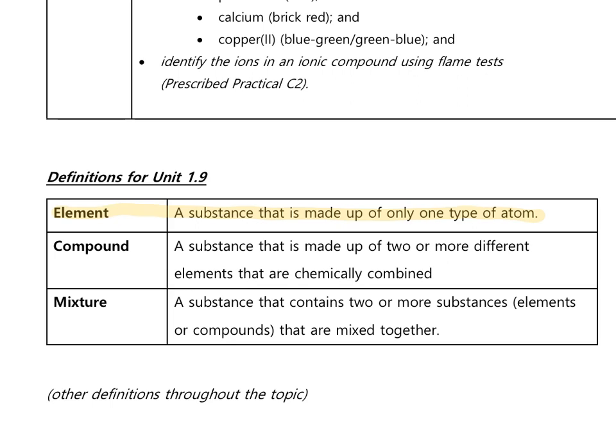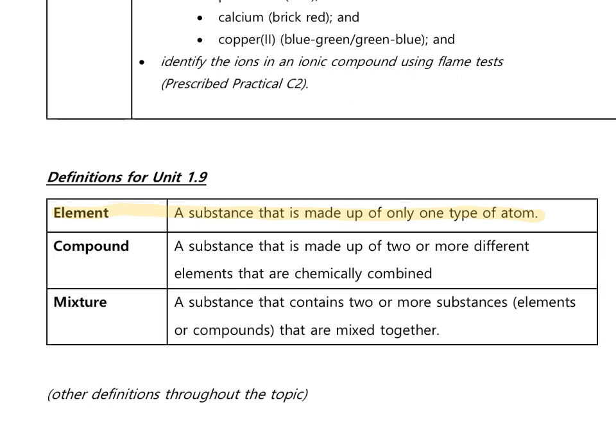And an element is a substance that is made up of only one type of atom. So if you think of sodium in the periodic table, sodium is only made up of sodium atoms. It doesn't have any magnesium atoms or any carbon atoms in it. Sodium is just pure sodium atoms. So an element is a substance that is made up of only one type of atom.